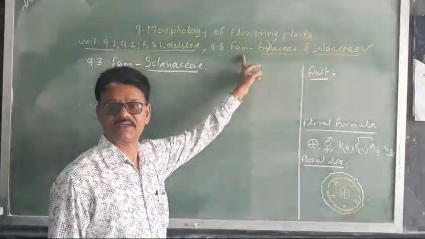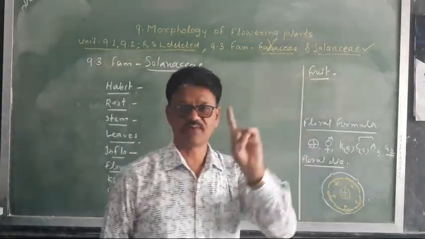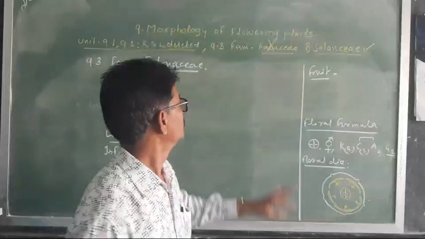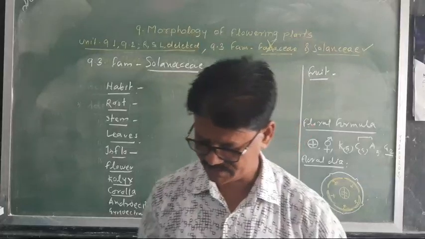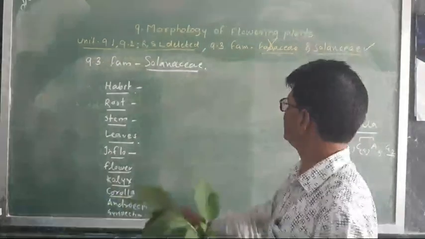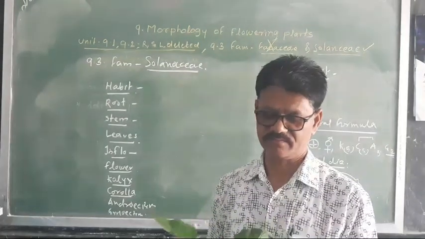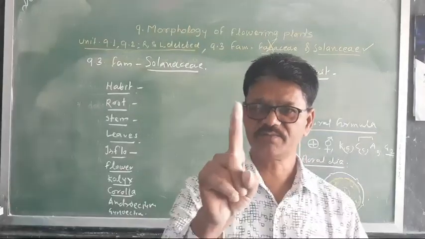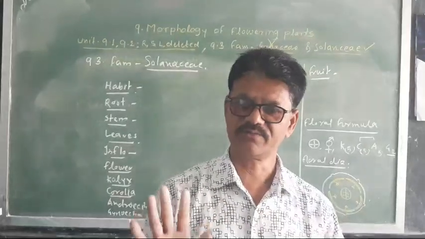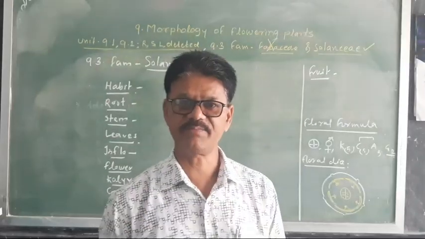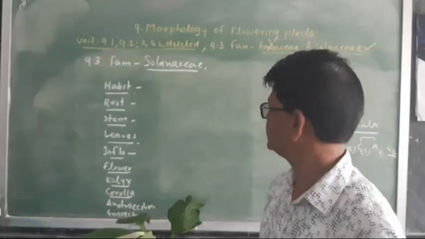Unit number 9.3. In this unit we have one family only, Solanaceae. Fabaceae family is deleted from our syllabus due to COVID-19. Solanaceae is a very popular family. A number of plants belong to this family. Chili is one example, potato is one example, as well as brinjal and tomato. That is the Solanaceae.